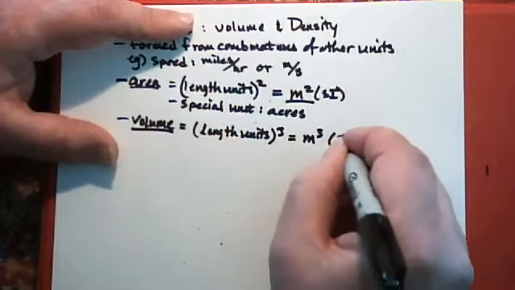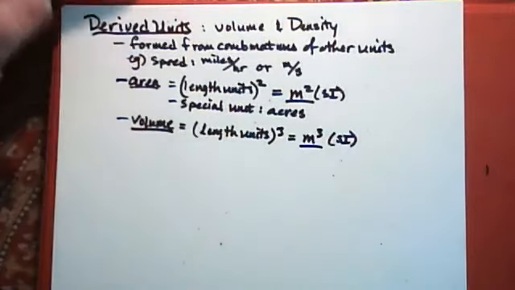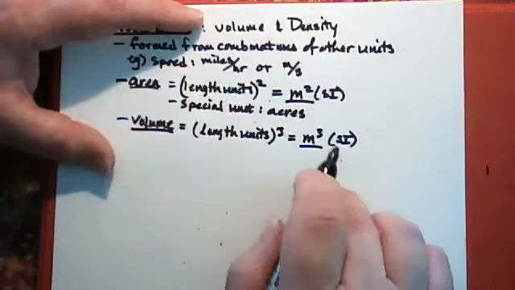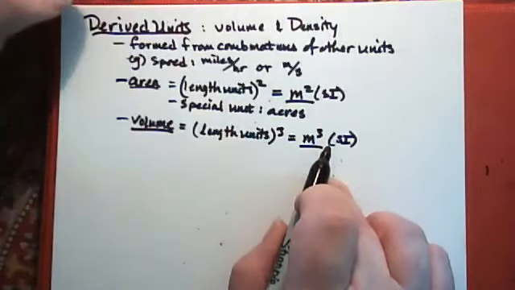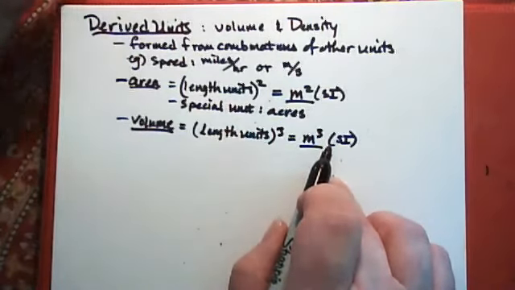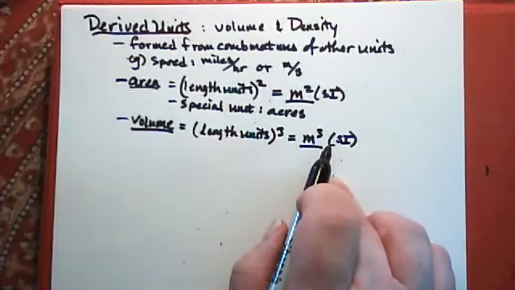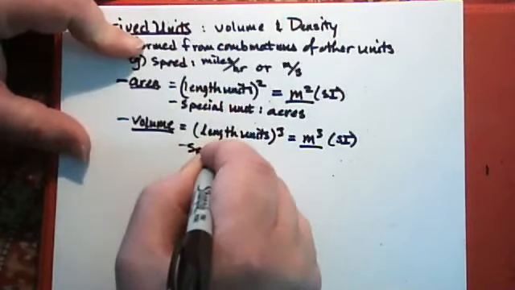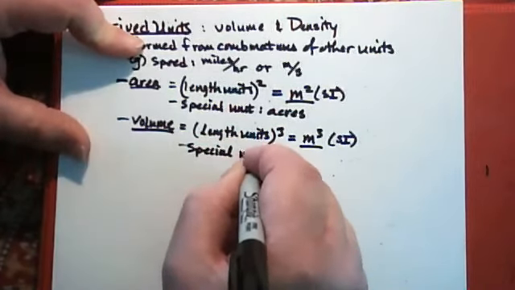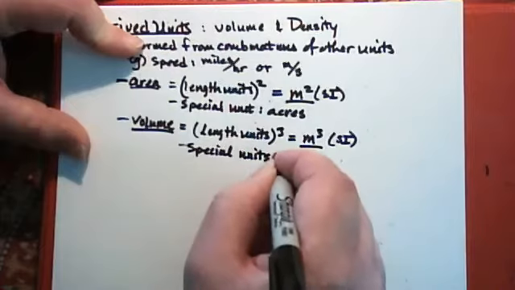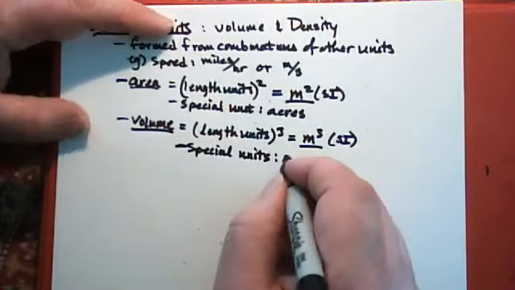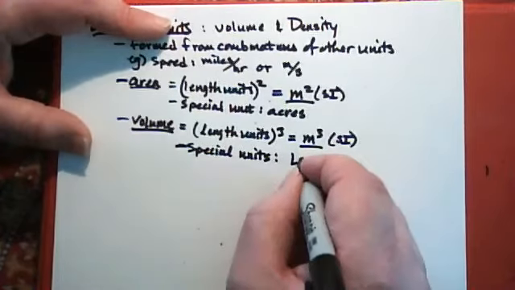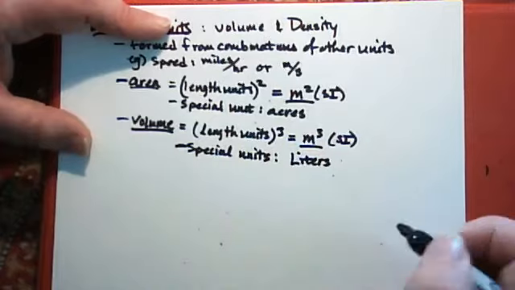The SI official unit for volume would be cubic meters. Although, like I said, any length unit cubed would be considered a unit of volume. So it could be cubic centimeters or cubic feet or whatever. There are special units for volume also. In the metric system, we have liters.